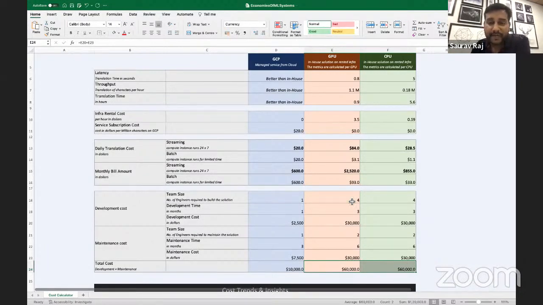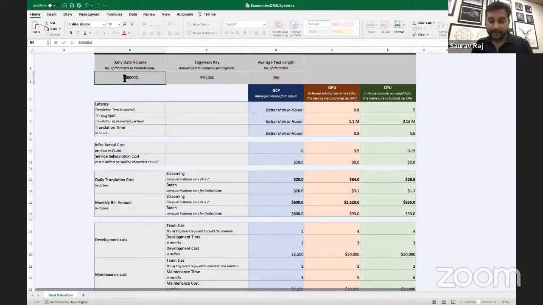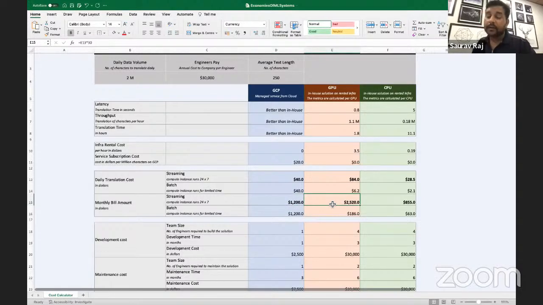One of the most important factors coming into play here is the data volume. All the costs that we have seen so far are based on a data volume of 1 million characters per day. The higher the data volume, the higher the costs. That is also understandable. So for example, if I change this volume to 2 million characters, the cost that we are going to pay to GCP is double, $1,200. On GPU, it is still the same cost.